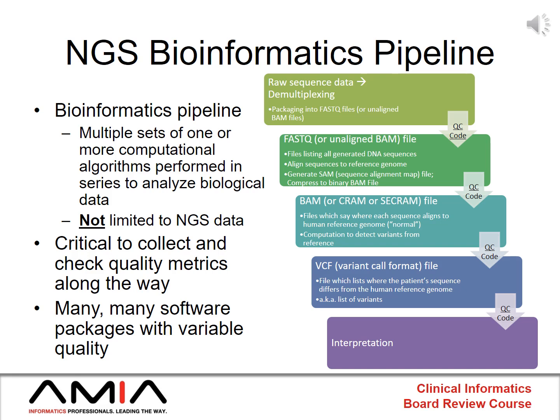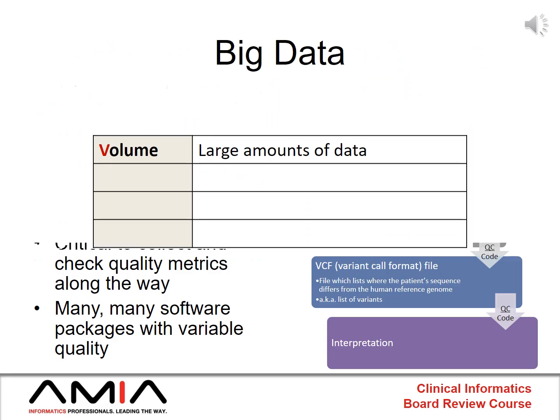The next step in a bioinformatics pipeline then is to take those alignments and look for where the patient sequence differs from the human reference genome. That generates a variant call format or VCF file, which is a list of the variants of the patient sequence from the human reference genome. There's a final step in the bioinformatics pipeline which looks for known false positive variants, data quality issues, and other DNA quality indicators before rendering the final list available to the interpreter.